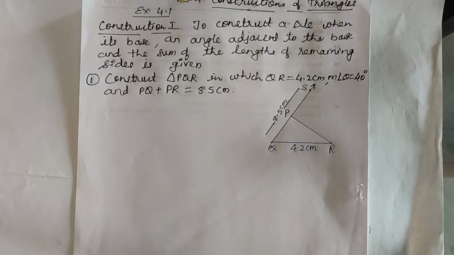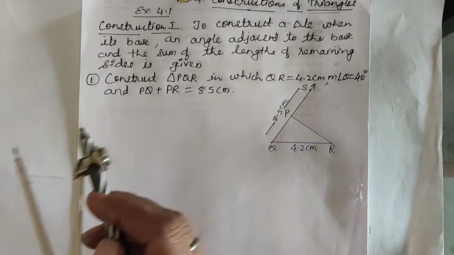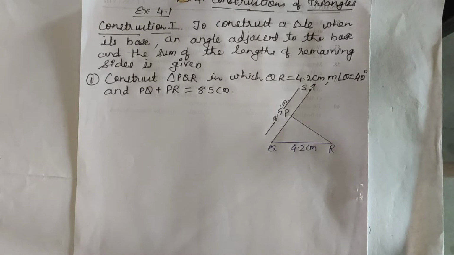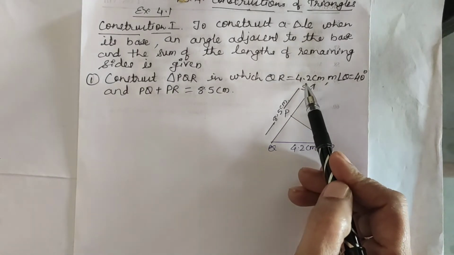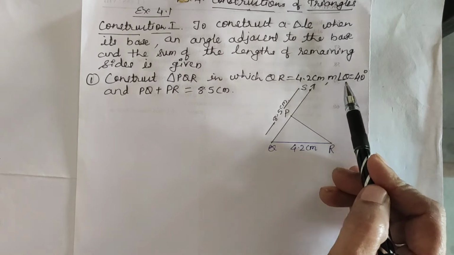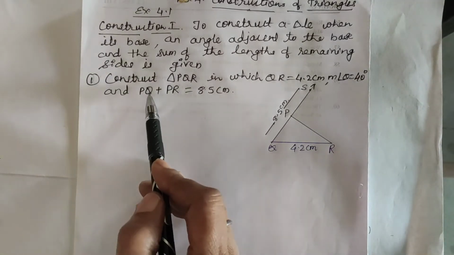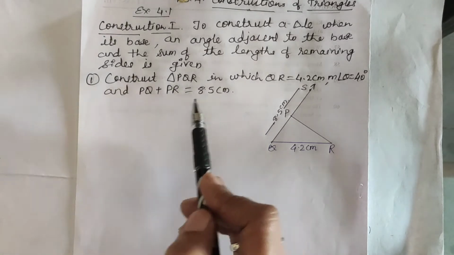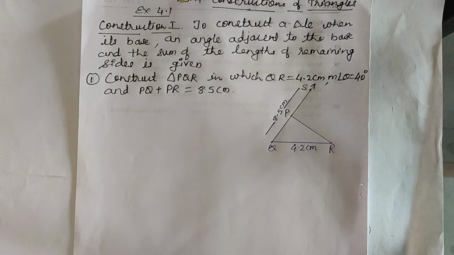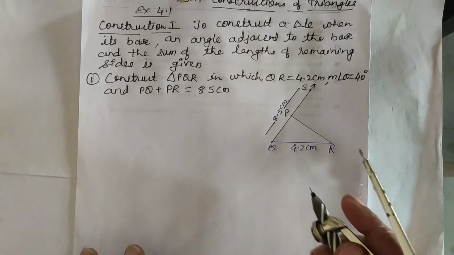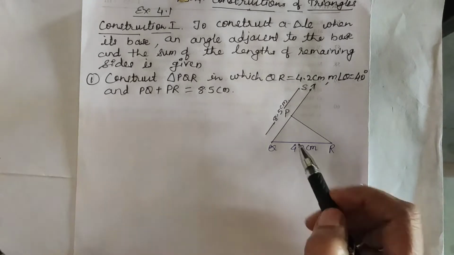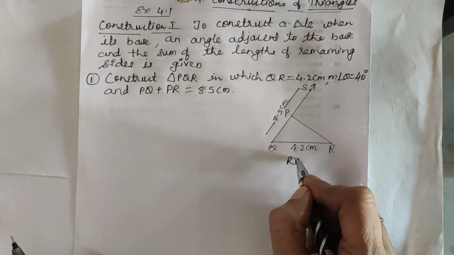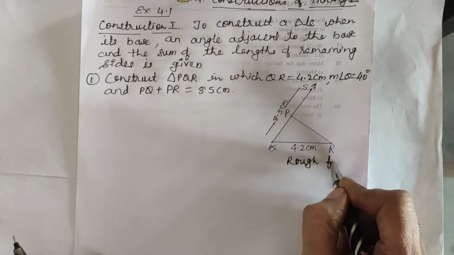See children, as shown in the rough figure, our question is what? Construct triangle PQR in which QR is equal to 4.2 centimeter, measure of angle Q is equal to 40 degree, and the sum of the lengths of the two sides, that is PQ plus PR, is equal to 8.5 centimeter. Now you know, whenever we do the construction, first we need to draw a rough figure, then it becomes very easy. So this is the rough figure you can see on the page.